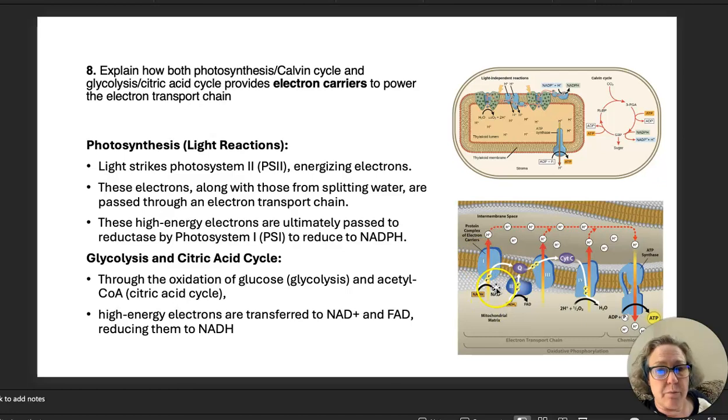Here, same thing. We are moving these electrons against their concentration gradient so they can make this ATP. We're doing the same thing here. Moving the electrons against its concentration gradient, so it can make ATP. Same exact thing. Light strikes the photosystem, the electrons move across splitting water, and they're passed through the electron transport chain. Glycolysis and the citric acid cycle, same thing.